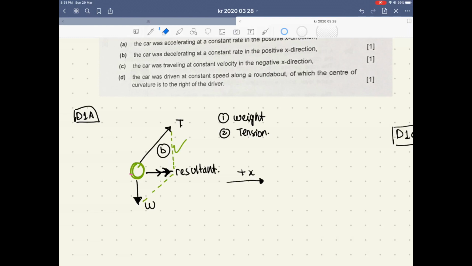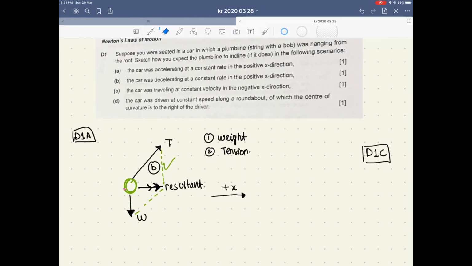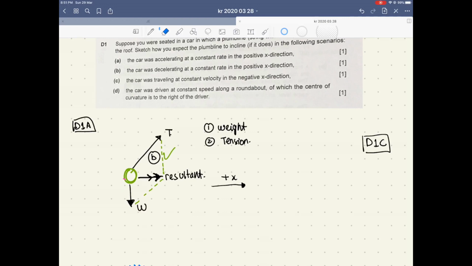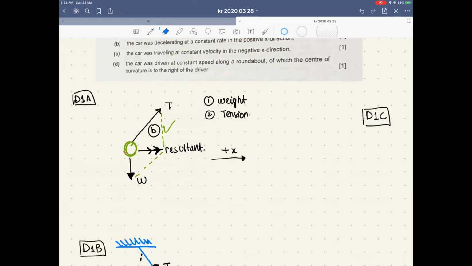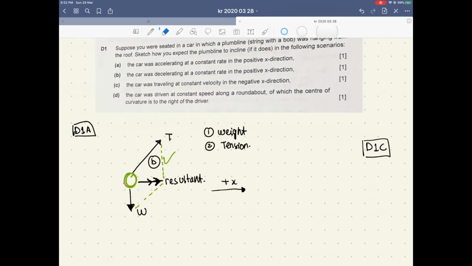How do we know we have weight? First of all, it's a pendulum bob, and whenever they don't mention anything, assume it's on Earth with g equals 9.81. How do we know we have tension? Very simple. As long as you have a string pointed to a certain object, then you have tension. There is no friction, and there is no normal because it's not in contact with the surface. Very simple.